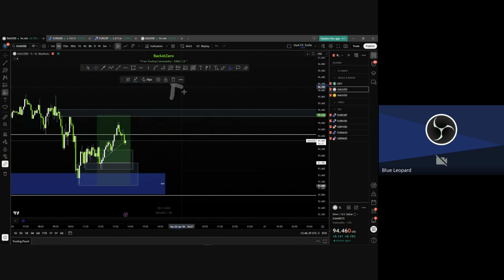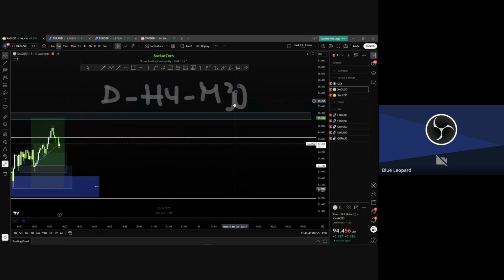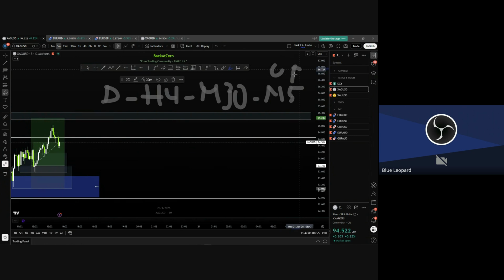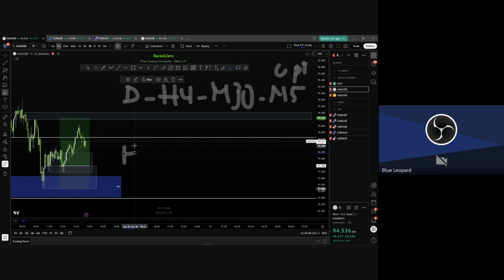We use the daily, the H4, and the M30 to find our game plan, okay? And from this M30, we took the M5 for our entry. But our 2 options are on M5. But let me tell you this. You can also use the H4. You divide it by 4, H1, to give you a setup instead of using the M30.